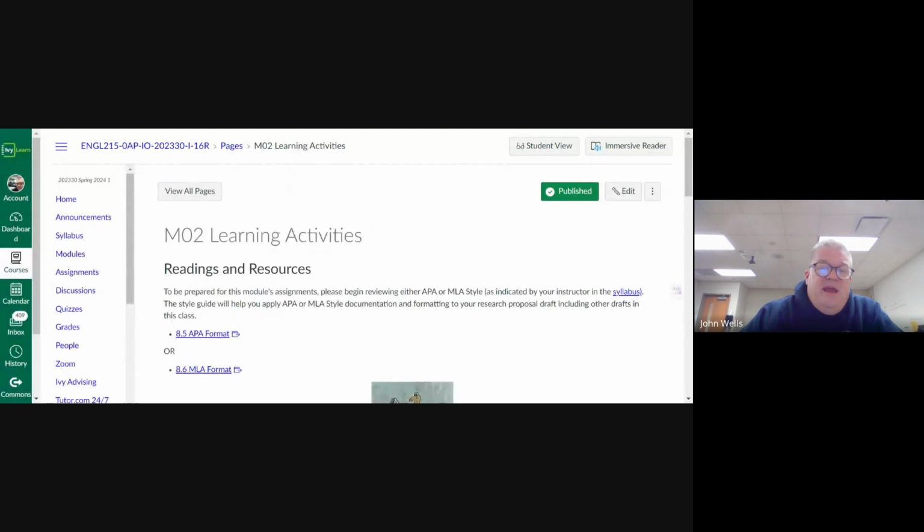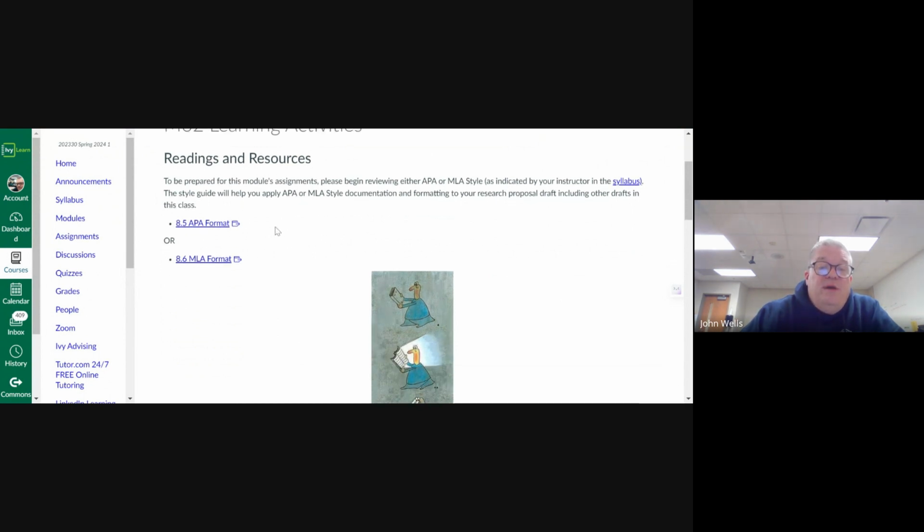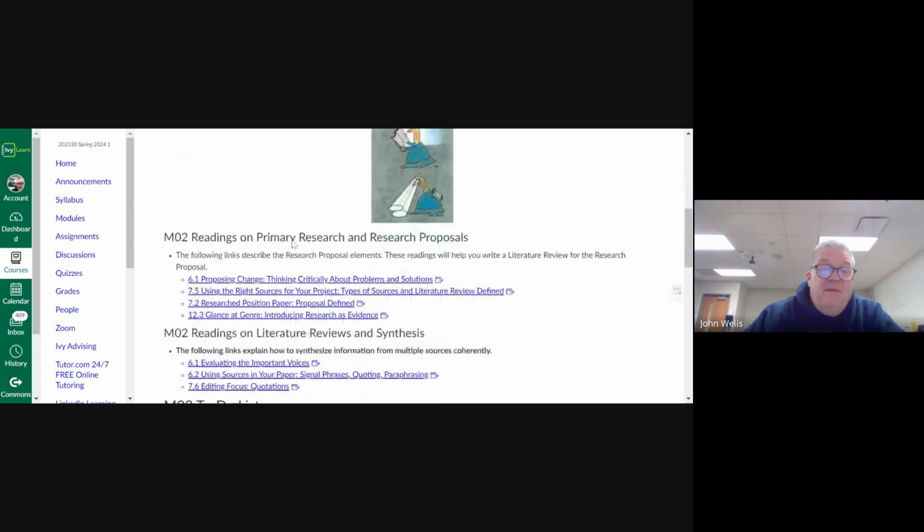I love this page here that kind of gives you the sense of what are the activities and things that you have to do during this module. Remember, we are doing APA, so you only have to do this assignment. You do not have to do the 8.6 MLA. You're just doing the APA assignment, okay?